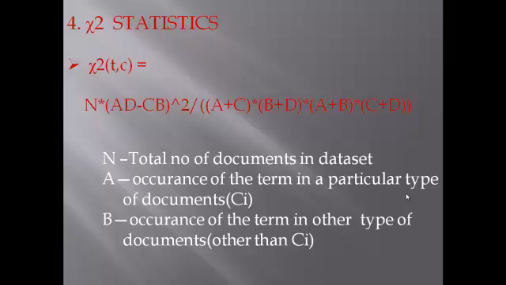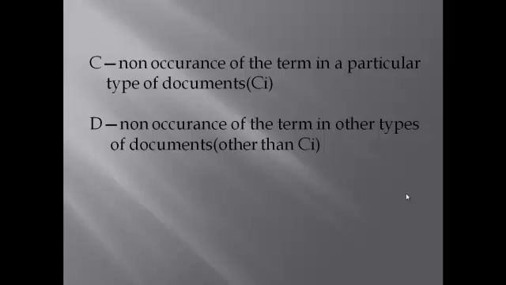Again, the fourth method is chi-square statistics. In this method we calculate N times (AD minus CB) squared, divided by (A plus D) times (B plus D) times (A plus B) times (C plus D). Here N, A, B, C are the same as above, where D is the non-occurrence of the term in other types of documents other than CI.